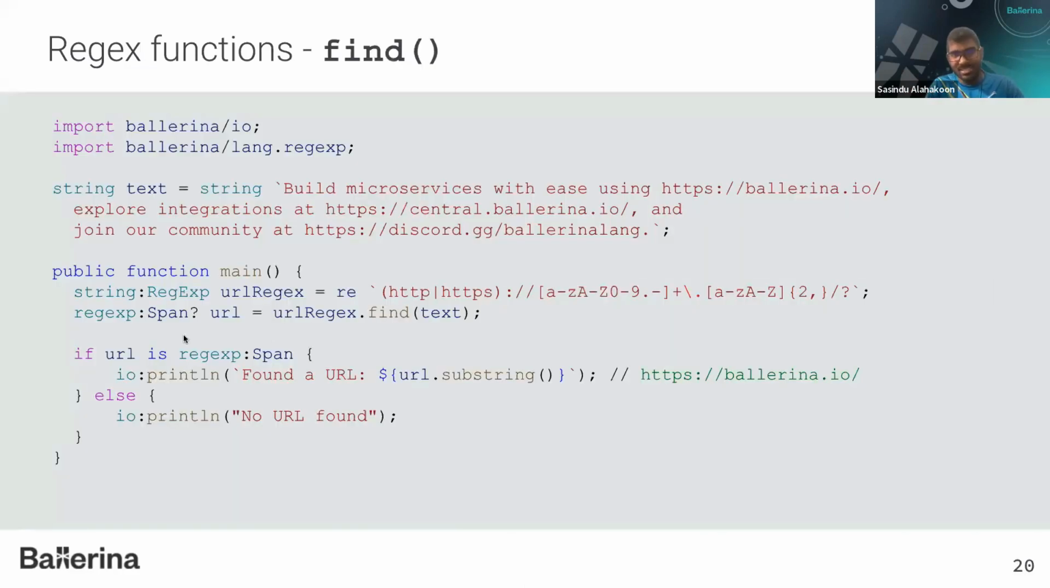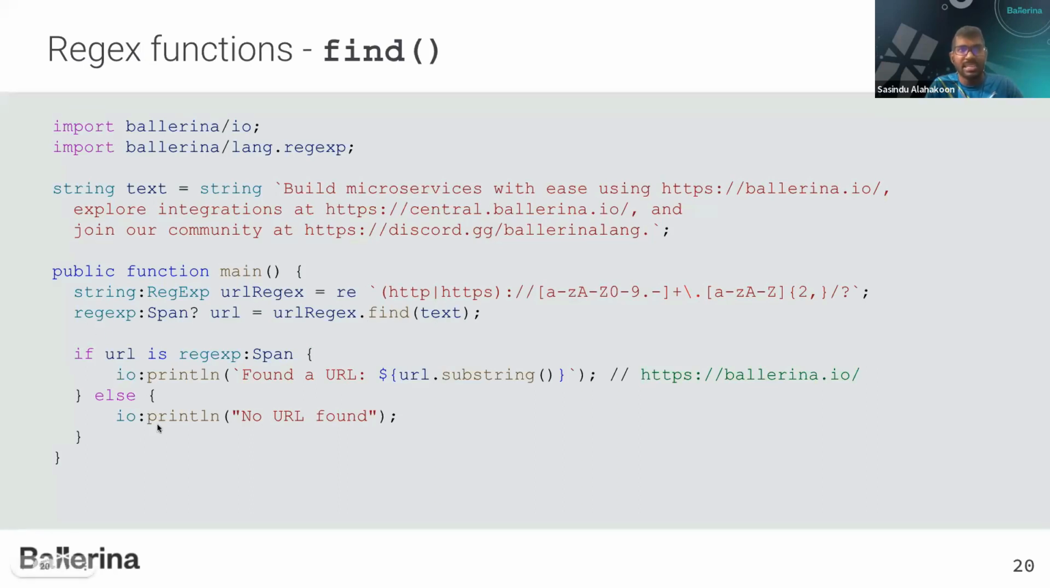So let's discuss the implementation of the find function in Ballerina. Here we use a regex that can be used to match URLs. We are going to use the find function for this string text, and my target is to find the first URL in this string text. So we call the find function with the regex and add the string text as the argument. This will return an optional span object.